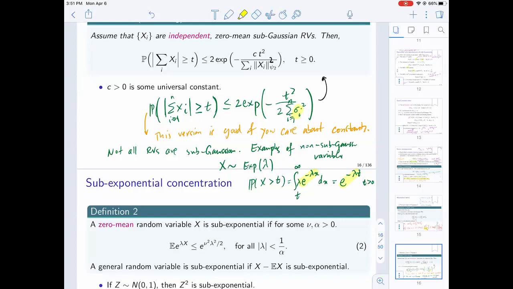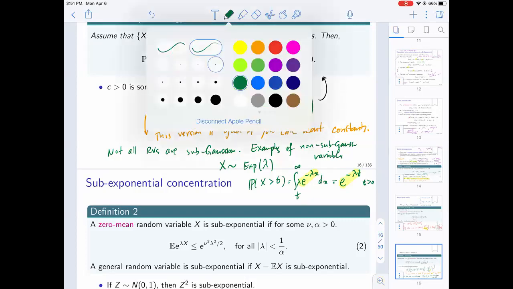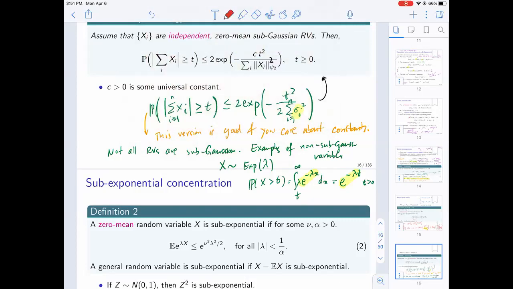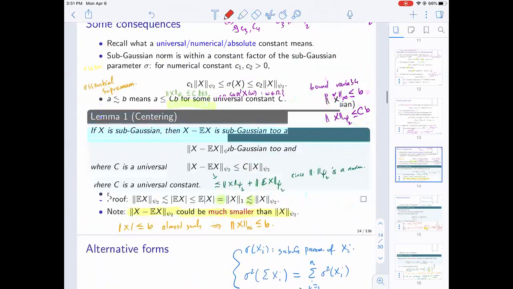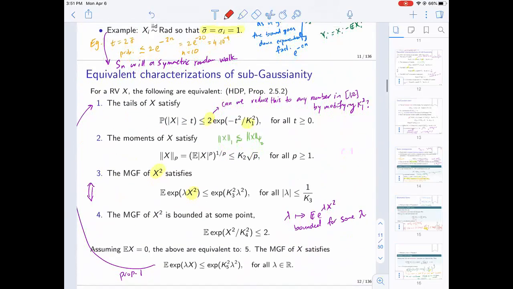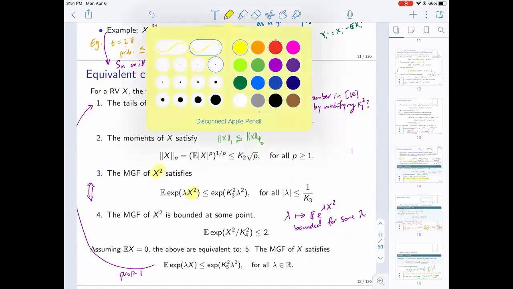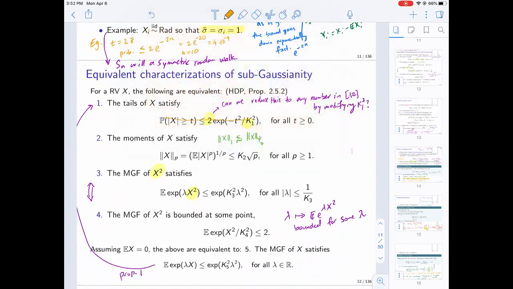So you can see the tail drops like e to the negative lambda t, not t squared. And you can argue that this cannot be less than or equal to a constant times e to the negative some other constant times t squared. For it to have a sub-Gaussian nature, I should be able to come up with a constant such that this bound holds, at least one-sided.